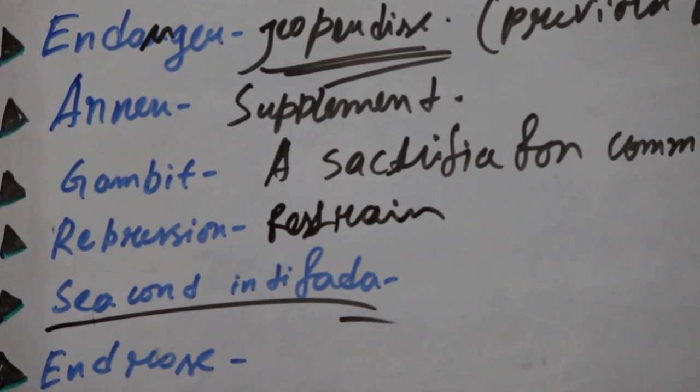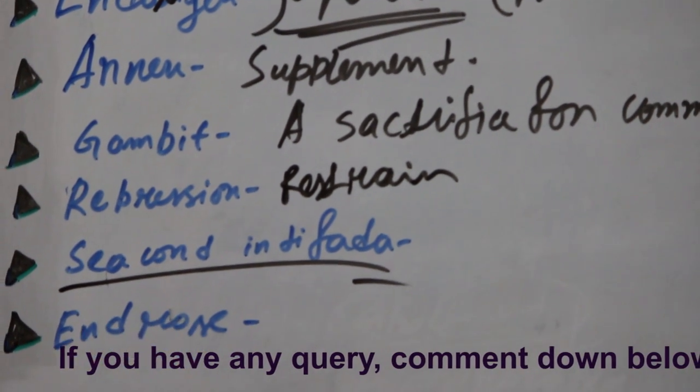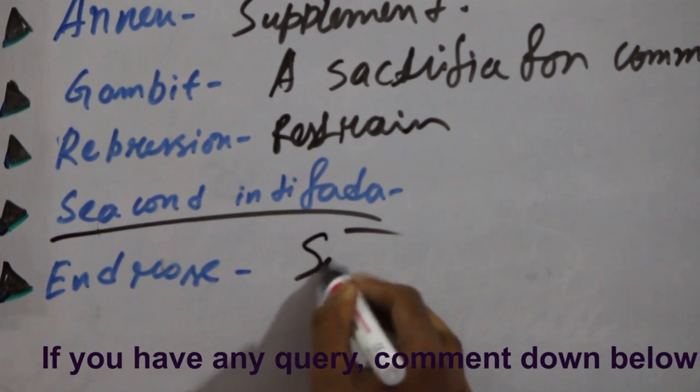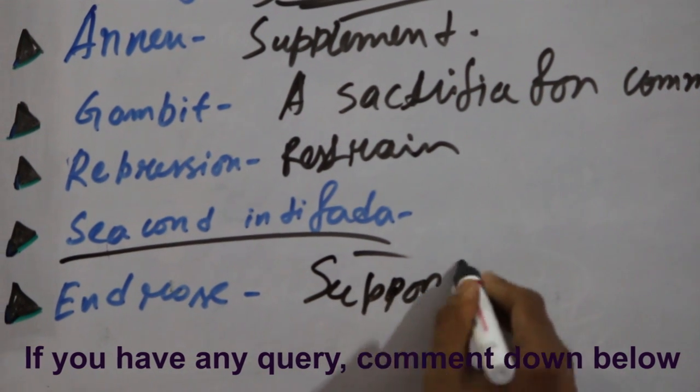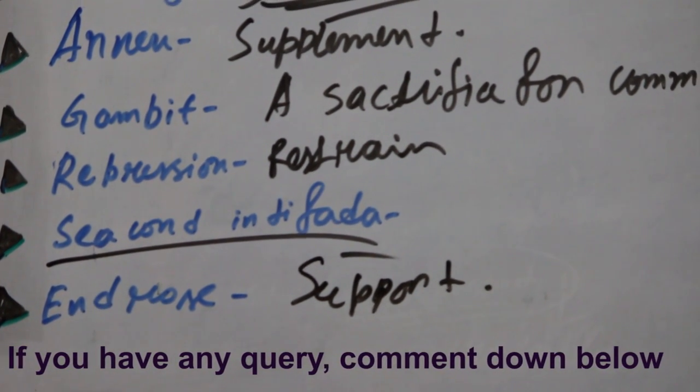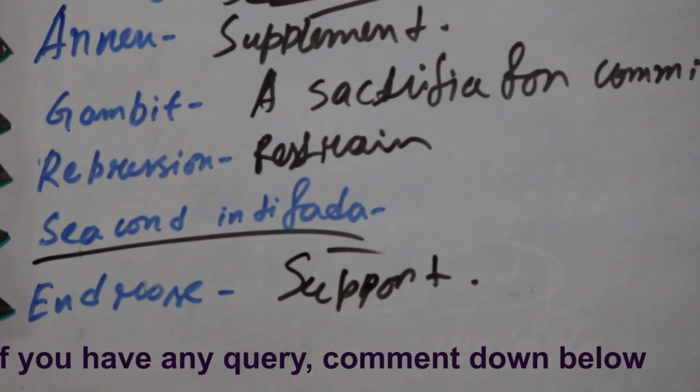Endorse. Endorse means support. Normally actors endorse different types of products, like Shah Rukh Khan endorsing Fair and Lovely or Fair and Handsome. That's why endorse means support.